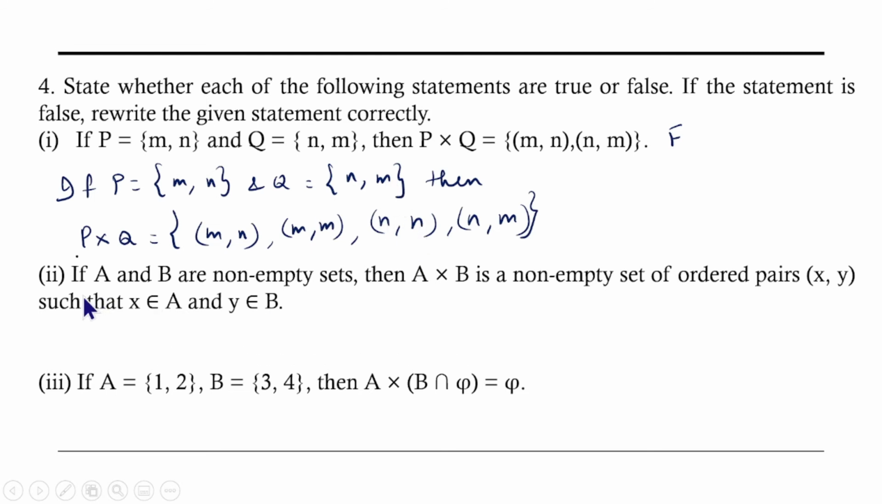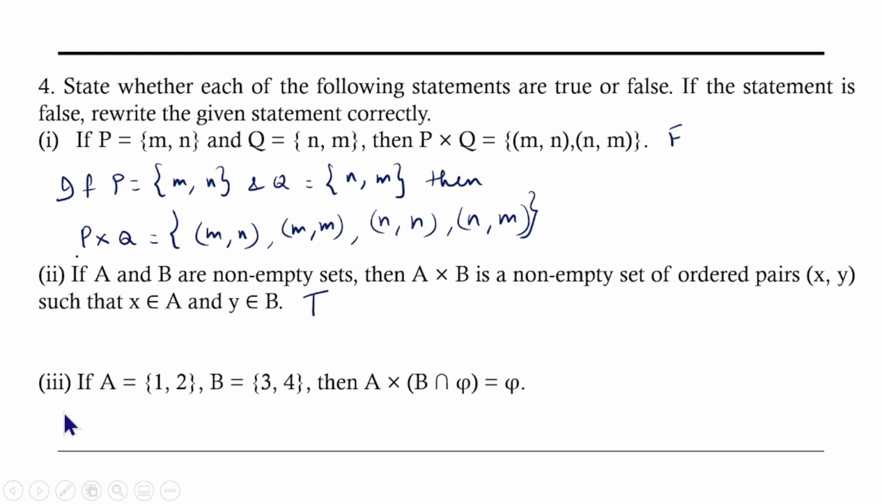The next subdivision: if A and B are non-empty sets, then A cross B is a non-empty set of ordered pairs (x, y) such that x belongs to A and y belongs to B. This is true. This is the definition of the Cartesian product A cross B. So A cross B is a non-empty set of ordered pairs (x, y) such that x belongs to A and y belongs to B. So this statement is true.